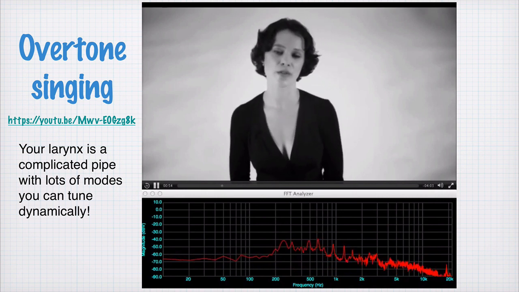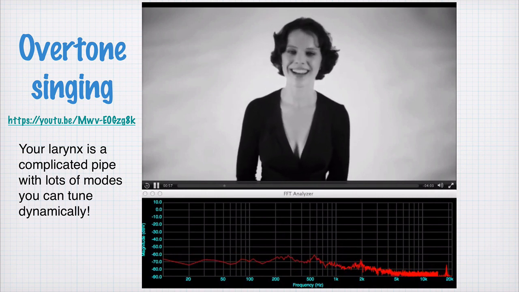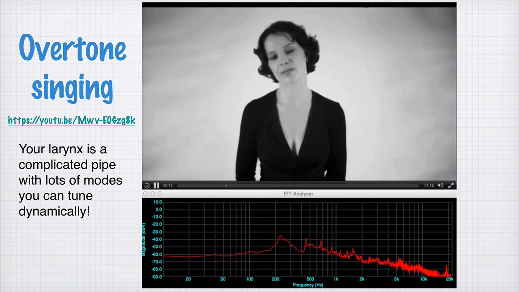So this was the overtone scale on one fundamental. I can also choose an overtone and move the fundamental.